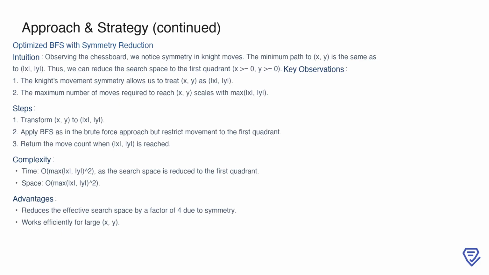Starting at the origin, we explore valid knight moves iteratively, ensuring we only traverse positions within the reduced search space. This optimization significantly improves efficiency by reducing the effective search area by a factor of 4, making it well suited for larger target positions. The time and space complexity remain quadratic in terms of the distance to the target, but the reduction in unnecessary computations makes this approach much more practical.